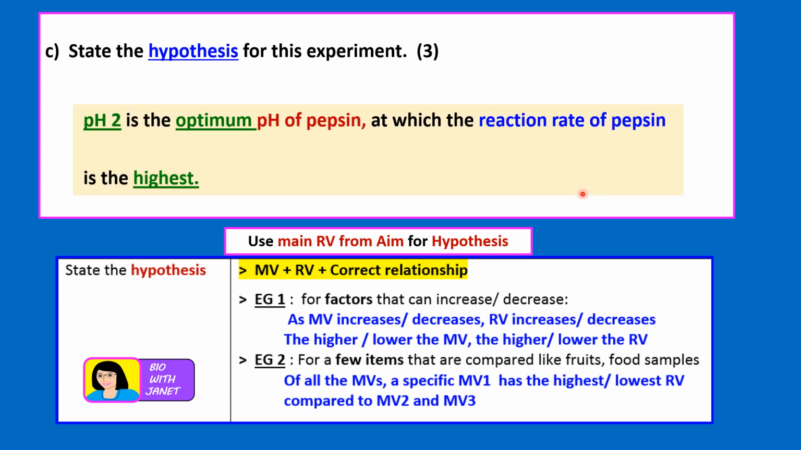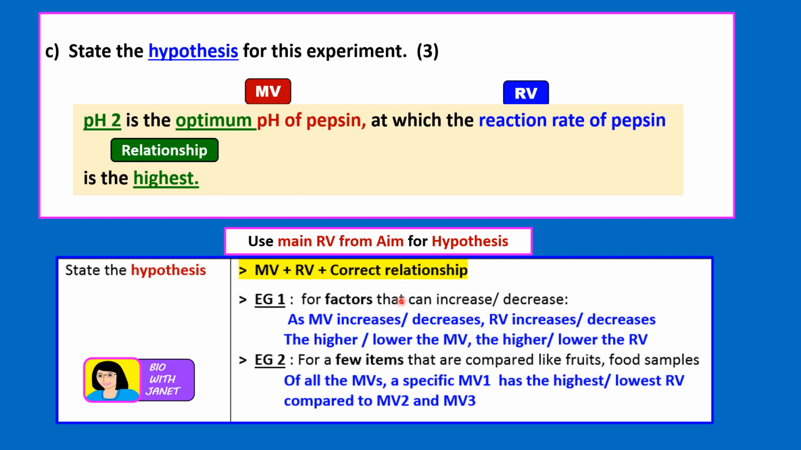All right, let's look at the answer. pH 2 is the optimum pH of pepsin, at which the reaction rate of pepsin is the highest. Now where is your MV? Your MV is the pH, so as long as you mention pH. Then your RV is the activity of pepsin, or the reaction rate of pepsin. And then your relationship is that pH 2 is the optimum pH at which the reaction is at the highest rate. So we must have pH 2 and then highest rate. That's MV, RV and correct relationship.